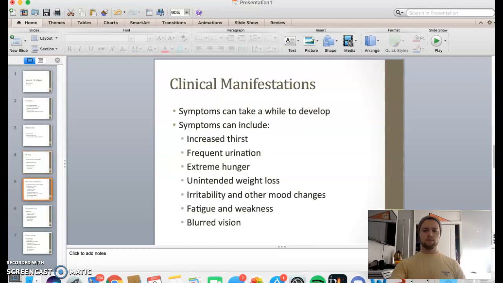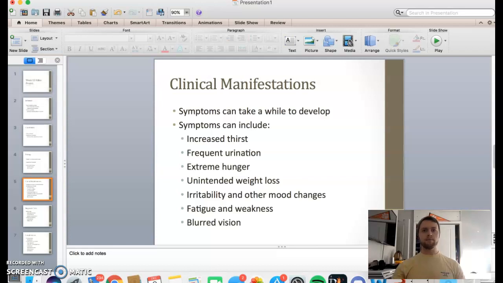So that brings us to the clinical manifestations. With type 1 diabetes, it can take a while for the beta cells to be destroyed and for the symptoms to develop. Some of the symptoms can include increased thirst, frequent urination. One that I found with that is perhaps if your child is not wetting the bed and then starts to wet the bed, that could be an indicator of this disease being developed. Extreme hunger, unintended weight loss, irritability, other mood changes, fatigue, weakness, blurred vision.